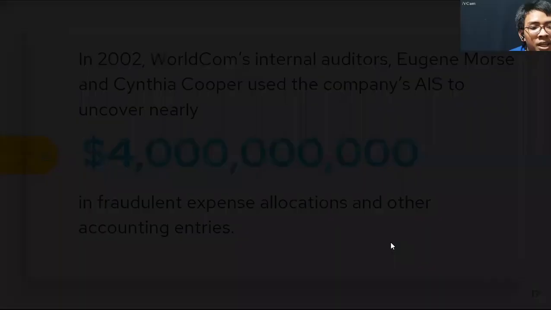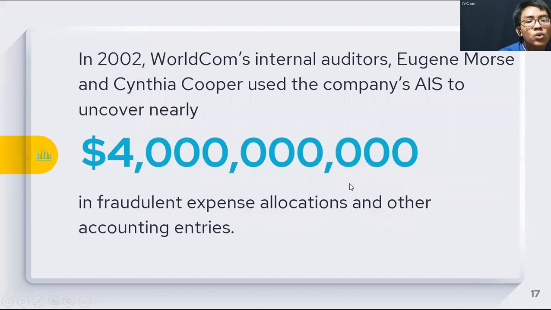In 2002, WorldCom's internal auditors, Eugene Morse and Cynthia Cooper, used the company's AIS to uncover nearly $4 billion in fraudulent expense allocations and other accounting entries. So, what does this mean? This means that their investigation led to the termination of CFO Scott Sullivan, as well as new legislation.